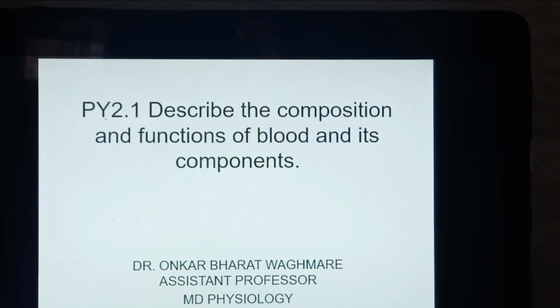Today we will see competency PY 2.1, that is, describe the composition of blood and functions of blood and its components.